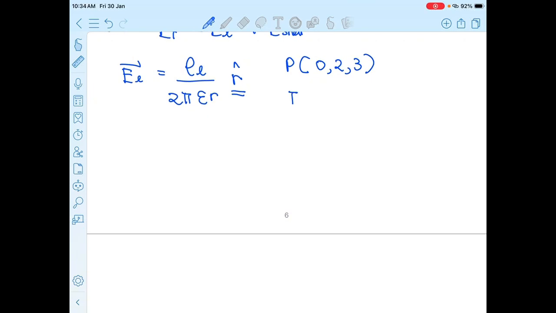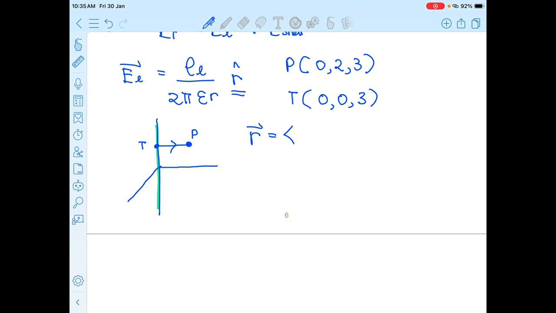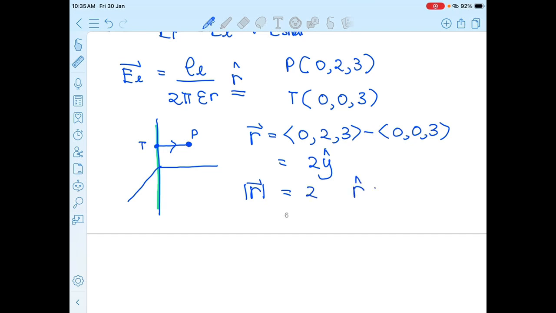You need to find a point T. If you cannot imagine it, you can draw the diagram again. Draw your line, and 0, 2, 3 is here, the observation point. Now you need to find R. This is your point T, where the value of X is 0, the value of Y is also 0, and as for Z, it will be 3. So your R is 0, 2, 3 minus 0, 0, 3, so you have 0, 2, 0, which is 2 in the Y direction. The magnitude is 2, and the unit vector R will be Y.